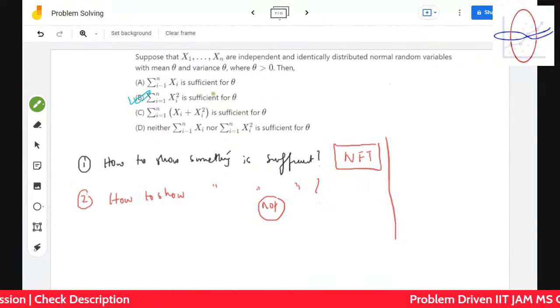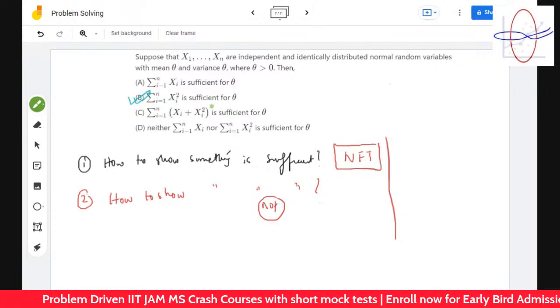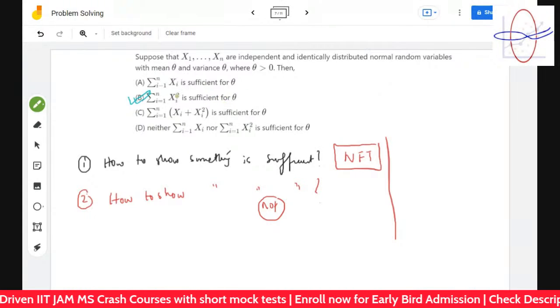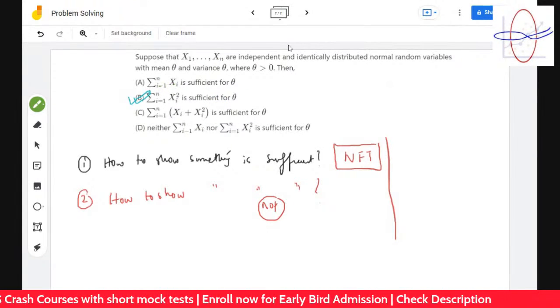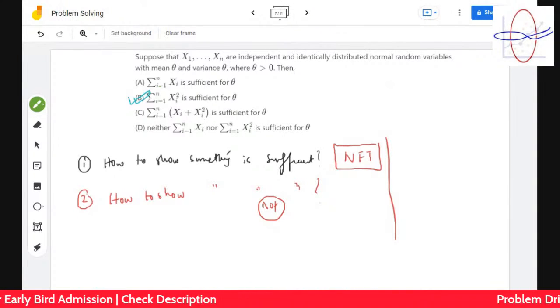So let's check this. So is summation xi sufficient for theta? So how do you show that this is sufficient or not? How do you prove that this is not sufficient? How do you show that something is sufficient or not? How do you show that?